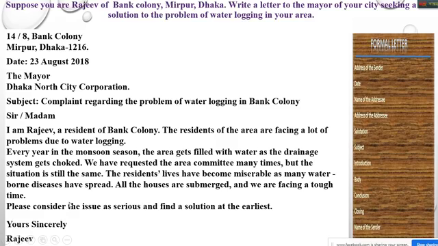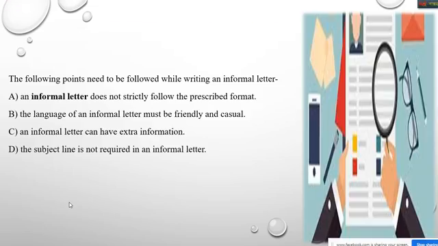So I think you have got the perfect example of a formal letter, and you can try your own, following this structure, following this style. Okay, it will be perfect for you. So let's go to the next slide.